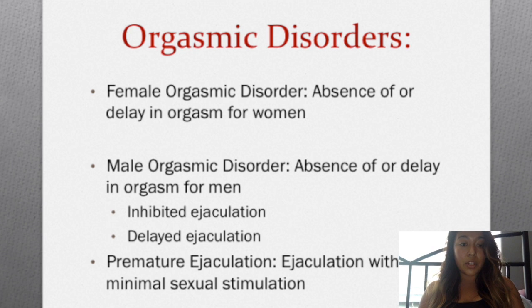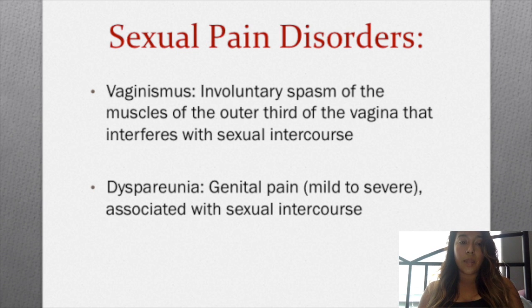The next one would be premature ejaculation, which is ejaculation with minimal sexual stimulation, and it's also called early ejaculation or involuntary ejaculation. Sexual pain disorders do include vaginismus, which is the involuntary spasm of the muscles of the outer third of the vagina, which interferes with sexual intercourse and prevents the insertion of a penis, a finger, a tampon, pretty much anything into the vagina. And then dyspareunia is genital pain, which can be mild to severe, associated with sexual intercourse, and this does occur in both men and women.